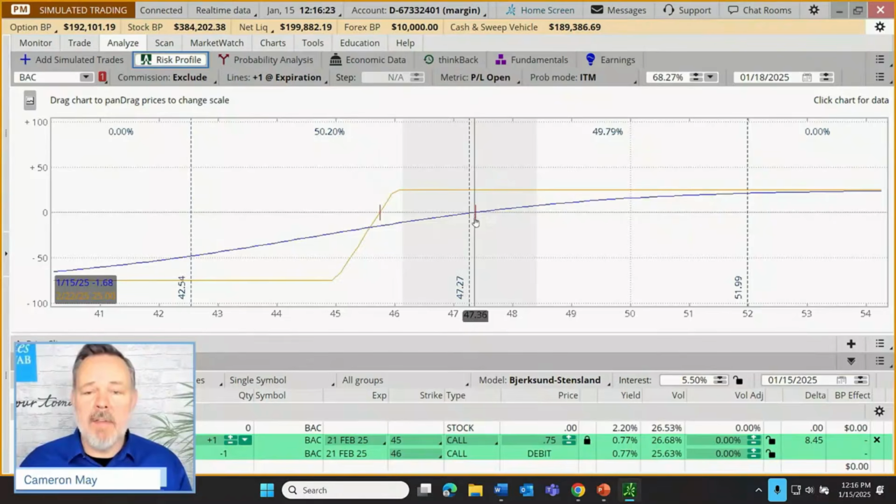So this is showing us a profit or loss curve potential for this trade as of today. So we can start to ask ourselves questions. Well, if we're at $47.27 right now on Bank of America, and the stock starts to go up, what's that going to do for this bullish trade? Well, it's going to start making money for us. It's not going to get us up to maximum gain right away, though.